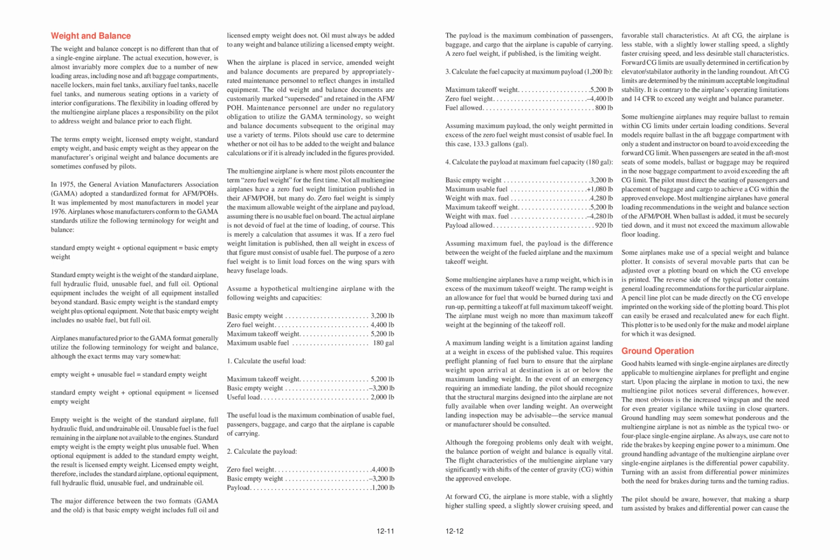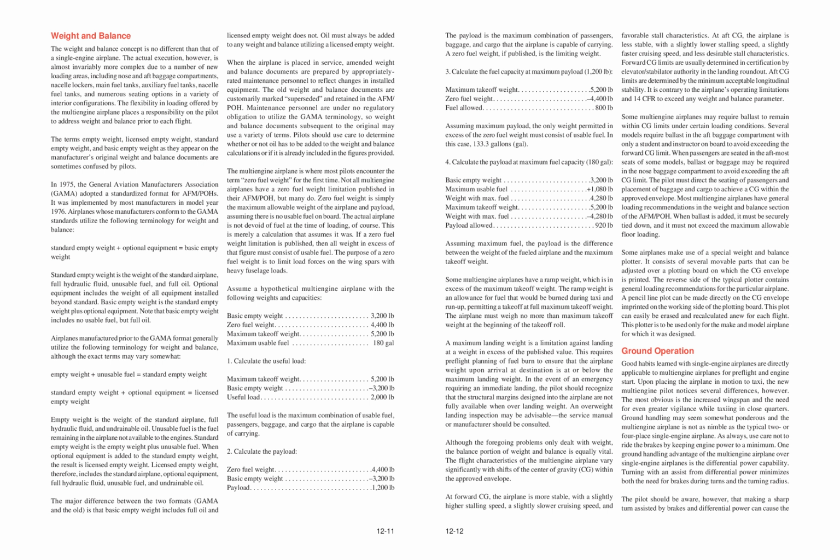Weight and balance. The weight and balance concept is no different than that of a single-engine airplane. The actual execution, however, is almost invariably more complex due to a number of new loading areas, including nose and aft baggage compartments, nacelle lockers, main fuel tanks, auxiliary fuel tanks, nacelle fuel tanks, and numerous seating options in a variety of interior configurations. The flexibility in loading offered by the multi-engine airplane places a responsibility on the pilot to address weight and balance prior to each flight.